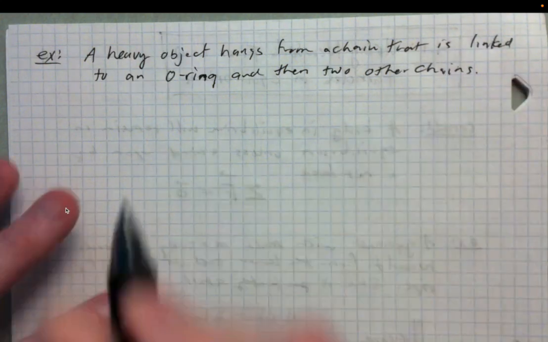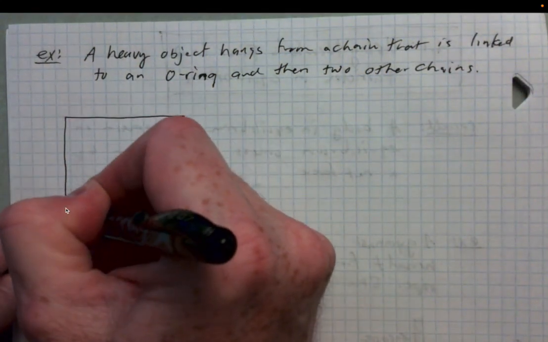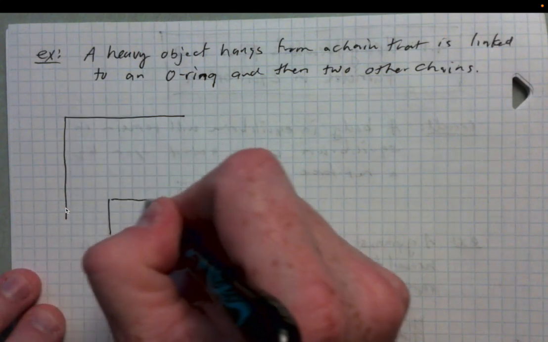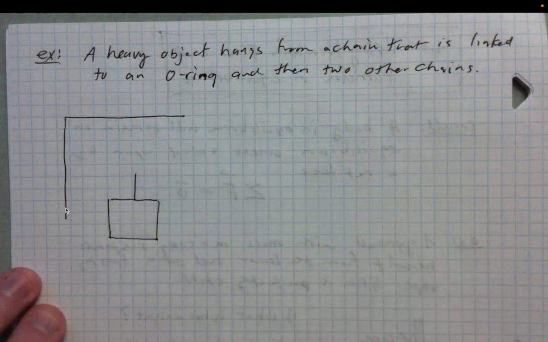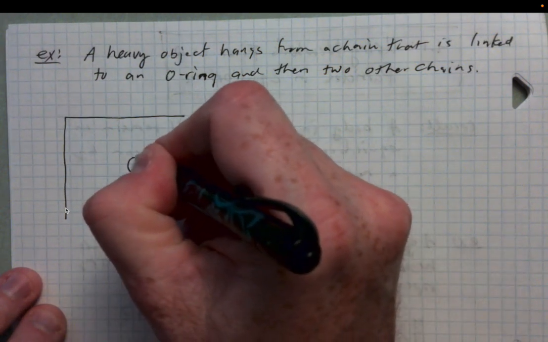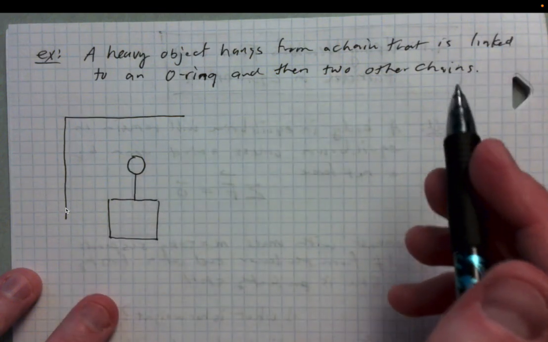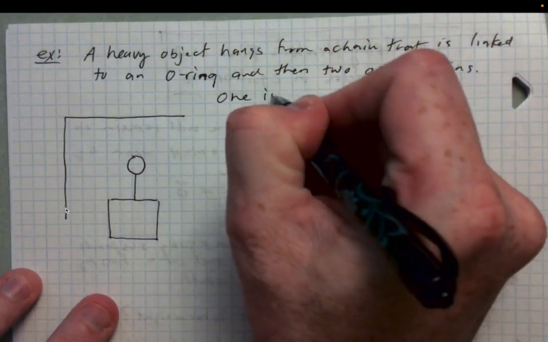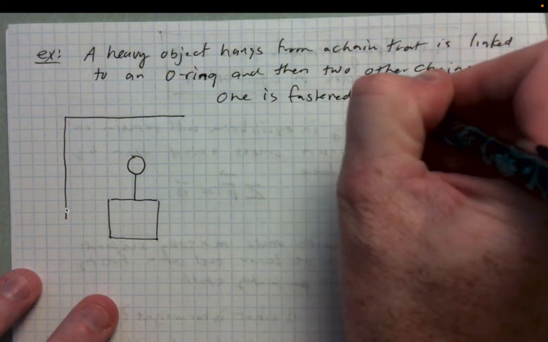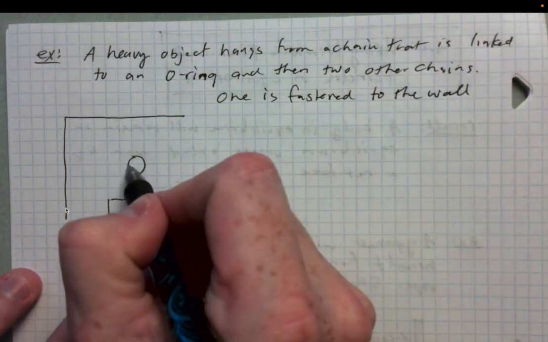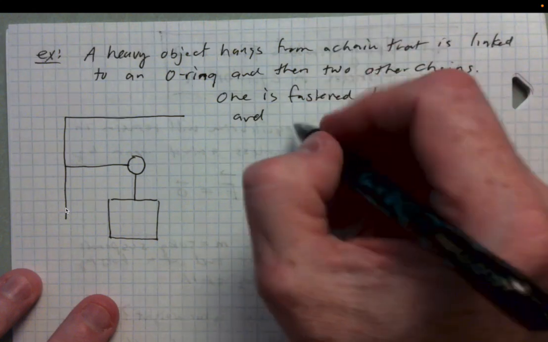Okay, so I'll write the rest of the problem out, but let's visualize this for a second here. So I've got the ceiling and I've got the wall. All right, and I've got some heavy object here. And it's connected to a chain, right? And the chain is connected to an O-ring. And that O-ring connects the two other chains. And so one is fastened to the wall like this, and the other is fastened to the ceiling.